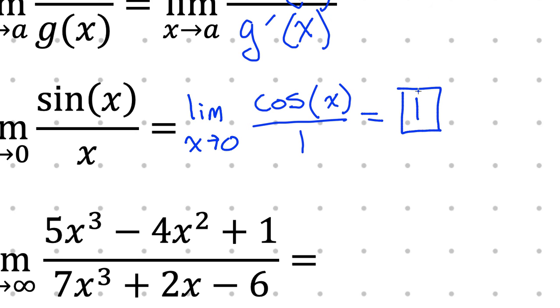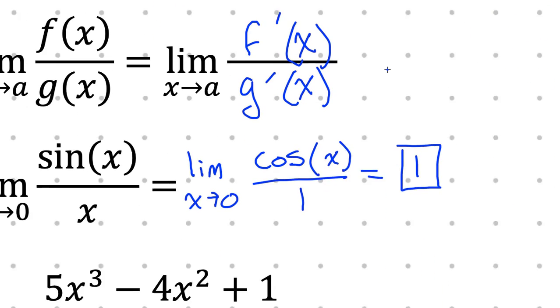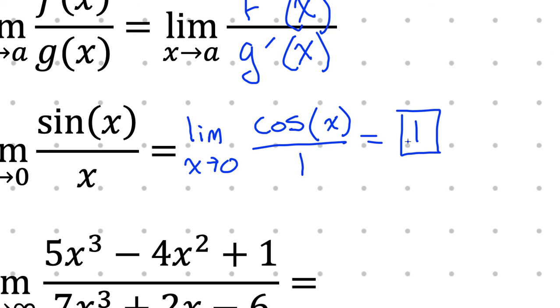Box it. Which is interesting because that means when we had the indeterminate form up here, 0 divided by 0, in this case it's 1. It'll be different for different functions.